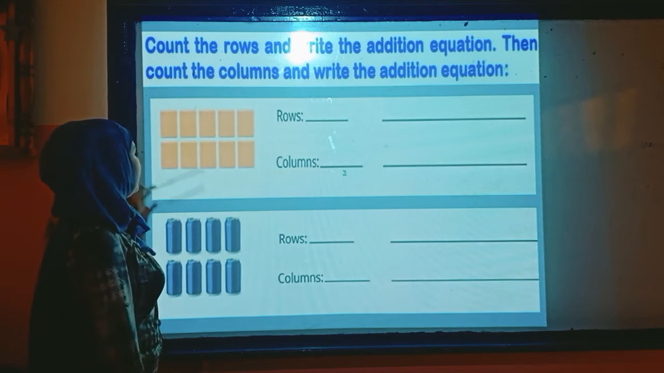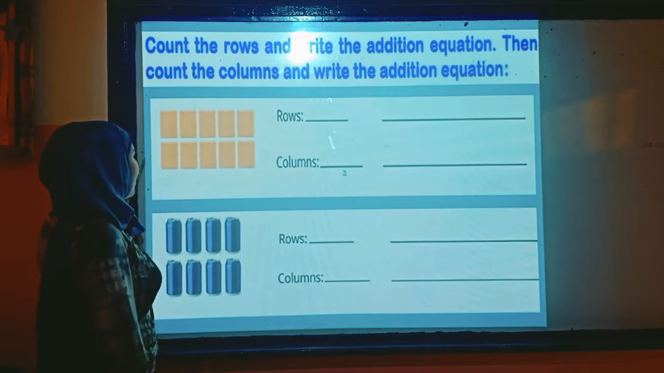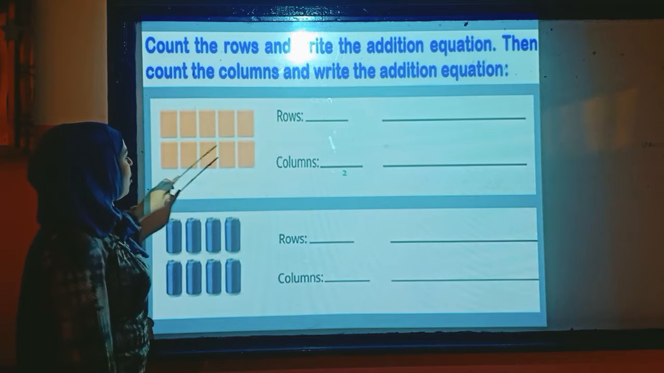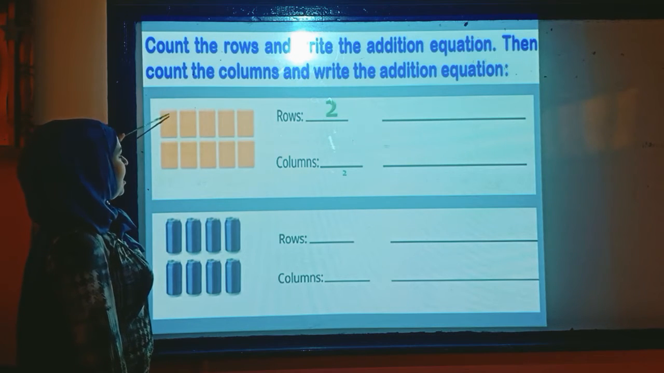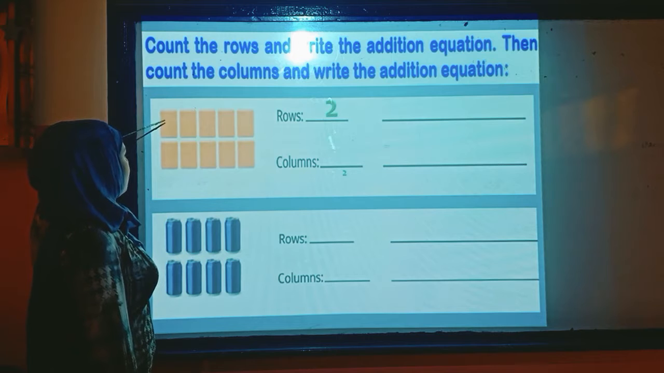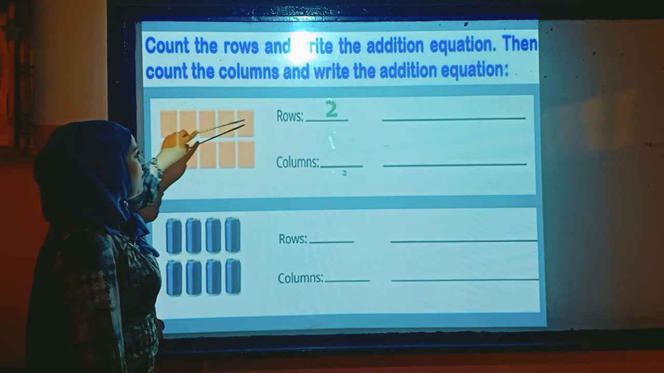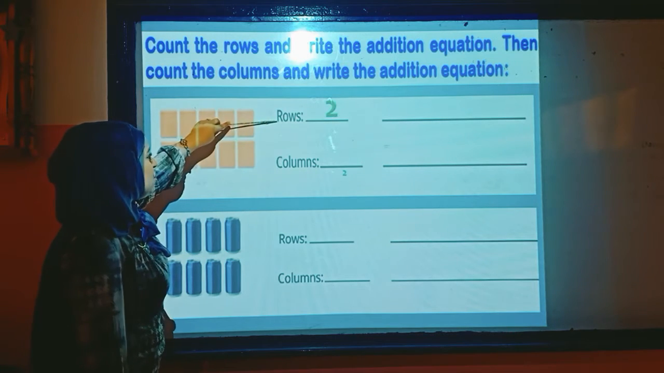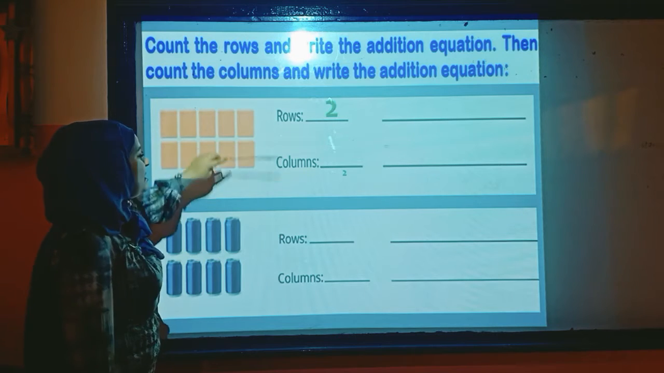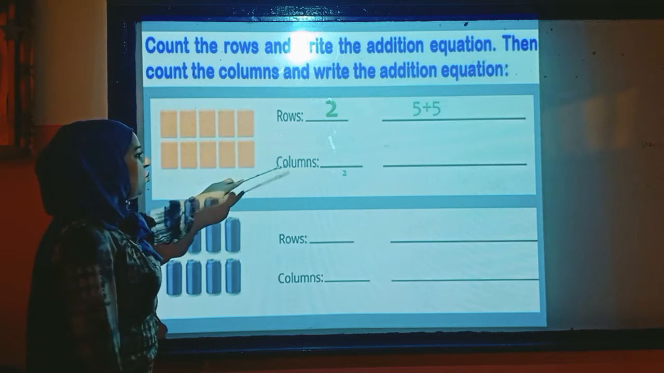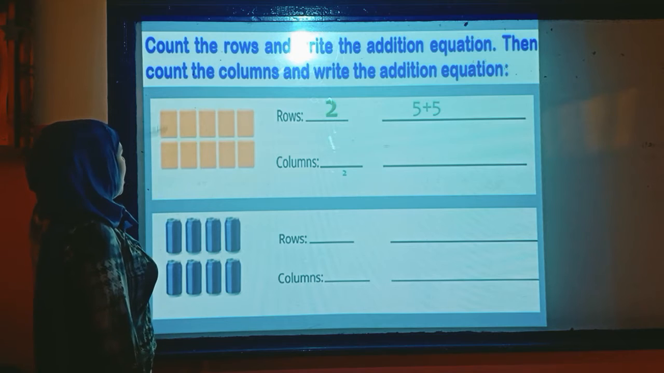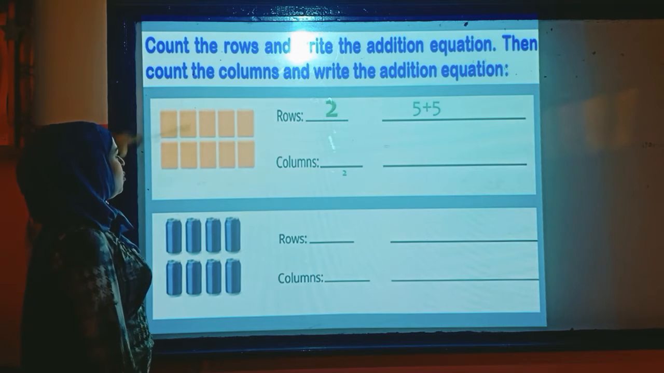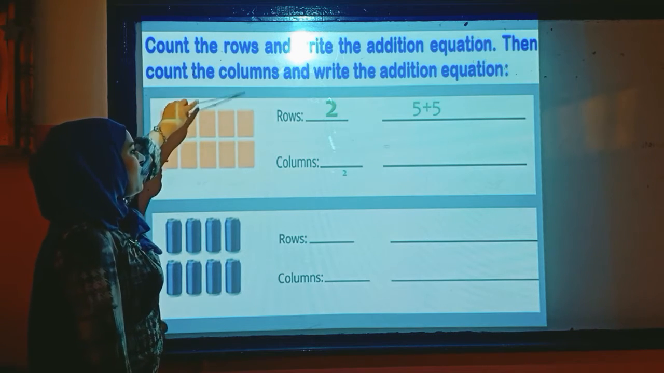Expansion equation. Okay, the first one, I have two rows and the addition. 1, 2, 3, 4, 5. So the addition of rows is 5 plus number 5. And what about points? Yeah, I have 1, 2, 3, 4, 5.